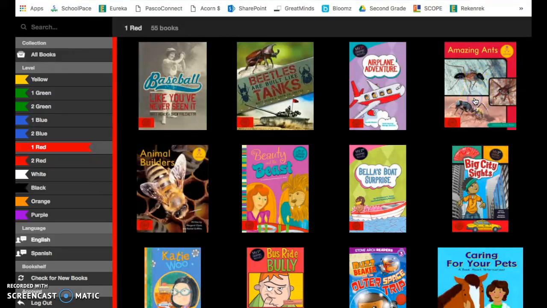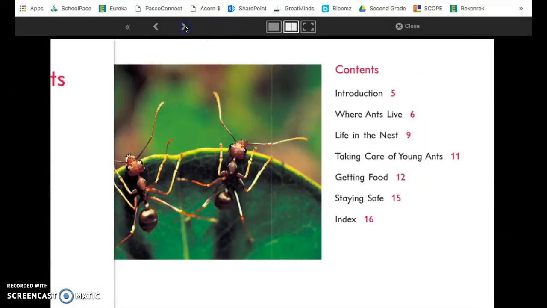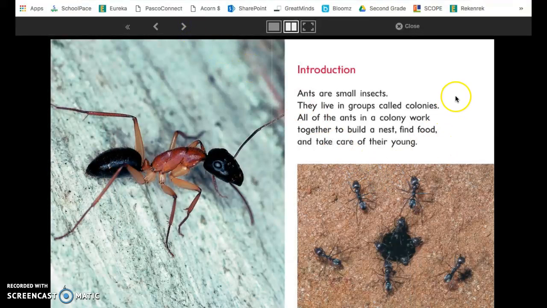First, let's look at Amazing Ants. On the first page, I have the introduction. It says, ants are small insects. They live in groups called colonies. All of the ants in a colony work together to build a nest, find food, and take care of their young. So in this introduction, it tells me what the book is going to be about. It introduces the topic, which are ants that are insects.